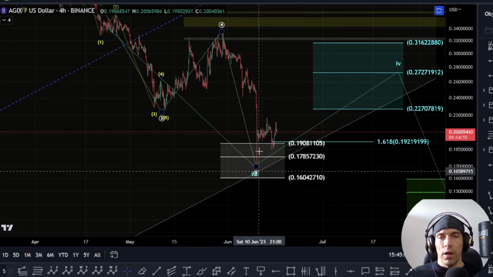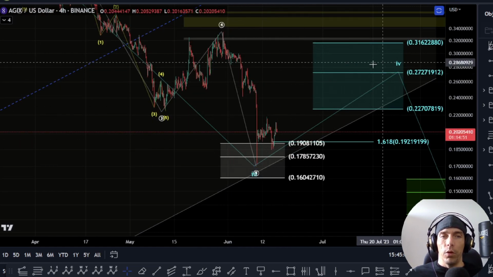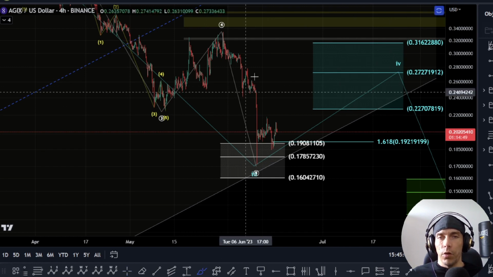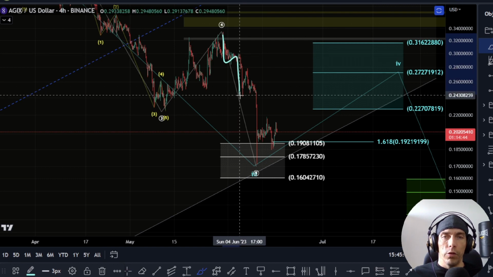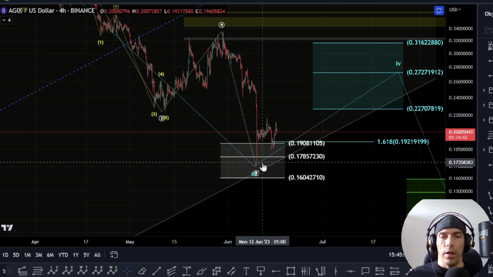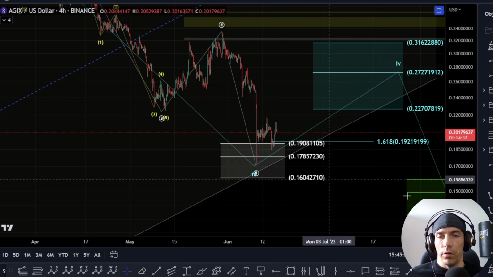So what I want to see is how we react from this point, because there is potential that we could argue that we are looking for this fourth wave, but we could also argue that within here there's some extension. We can count this as a completed move as 1, 2, 3, triangle as a fourth, and then a fifth wave that is extended, and that could actually mark this fifth wave location.